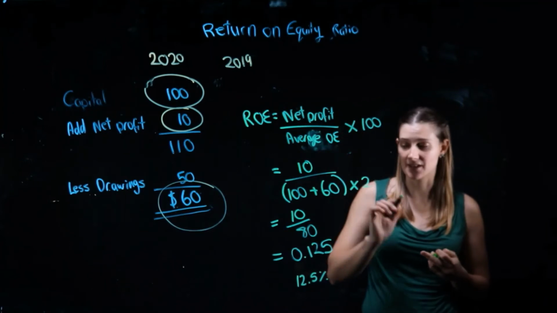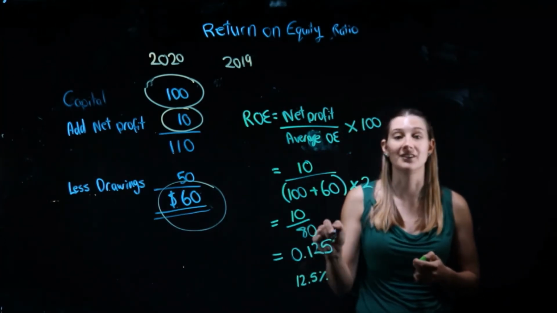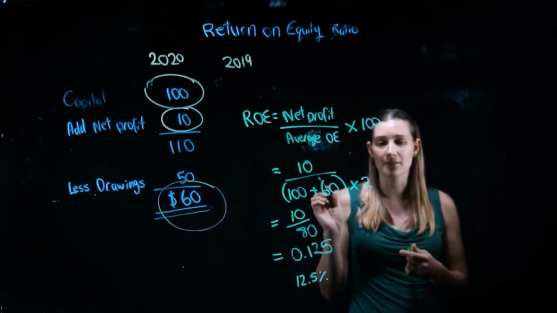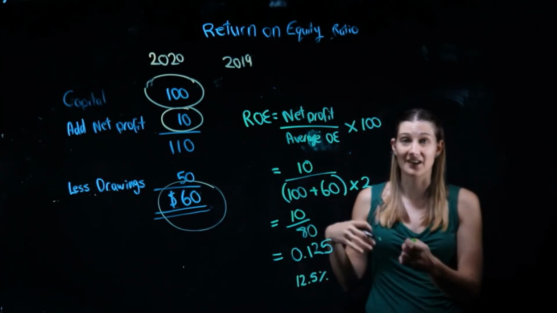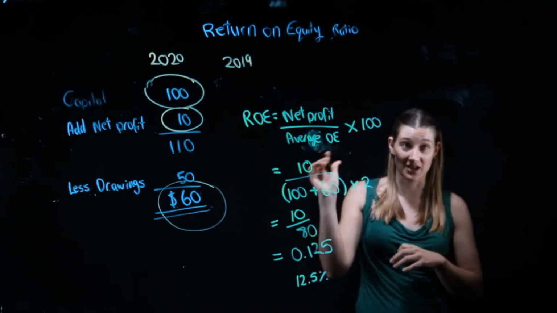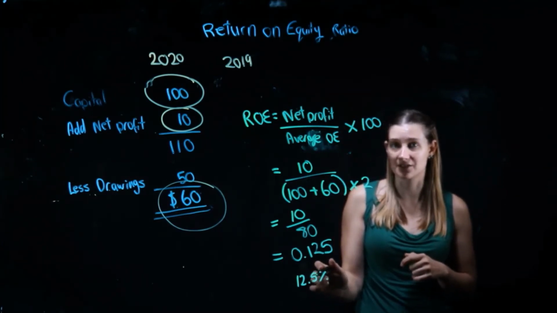What this means is that from each dollar I have invested in my business, I am getting 12.5 cents return on that. And you want to be able to compare this number to work out if that is a high number or not. Well, what do you compare it to? As per usual with the other ratios, you compare it to what you had last year and you compare it to the industry average.